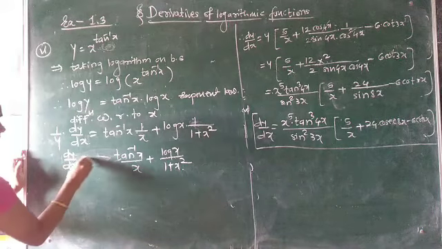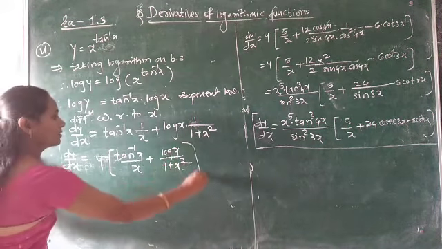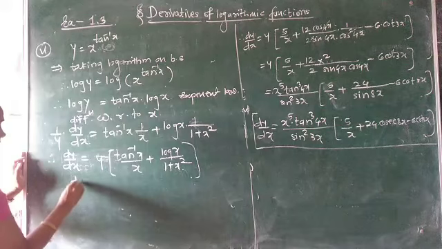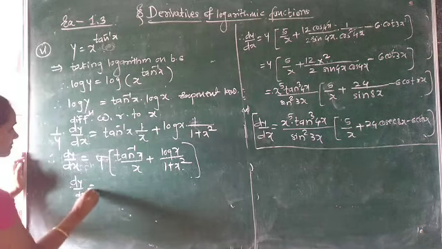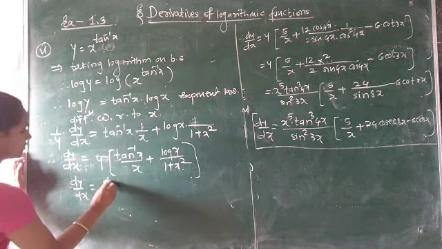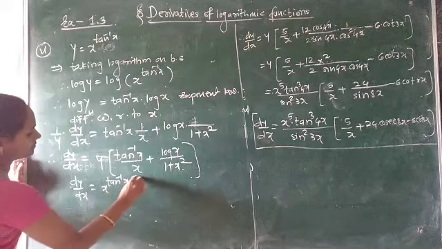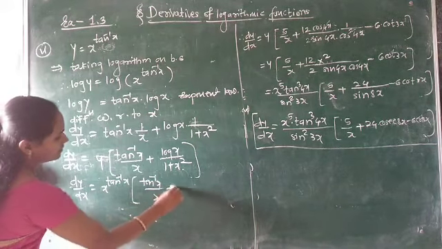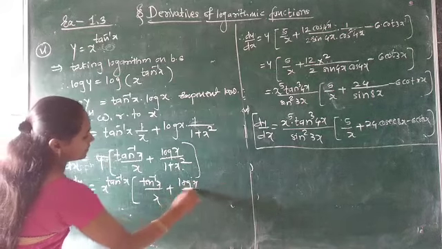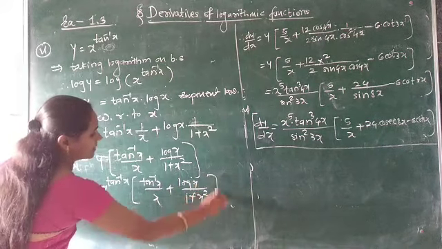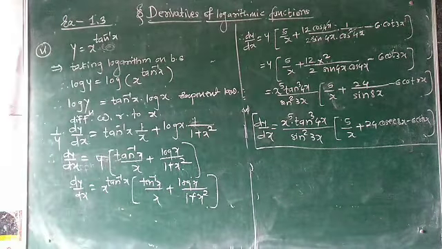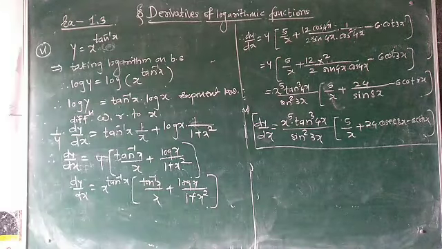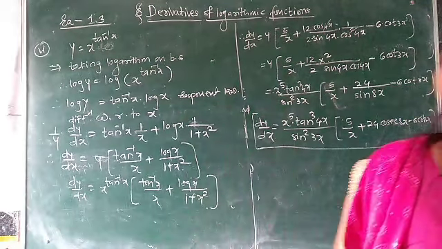The derivative of y upon dx is equal to 1 upon y dy upon dx. Therefore, write the value of y. What is y given? x raised to tan inverse x into tan inverse x upon x plus log x upon 1 plus x square. Question number 6. Question 7.